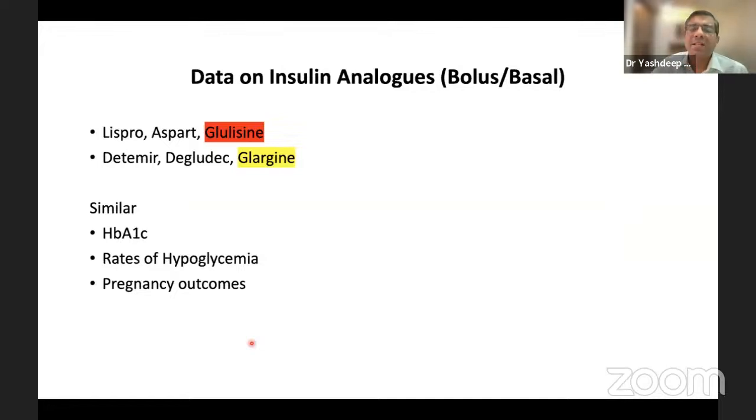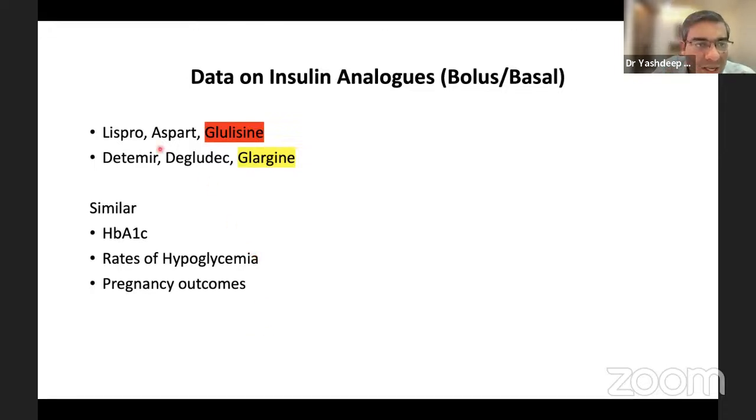Coming from diet, exercise is a standard. Whatever exercise advice we usually give during the non-pregnant state, it's practically the same in pregnancy for type 1 diabetes. So coming to the management, insulin is the sole pharmacological agent that is used for management of hyperglycemia, and the basal bolus regimen is a preferred regimen during type 1 diabetes.